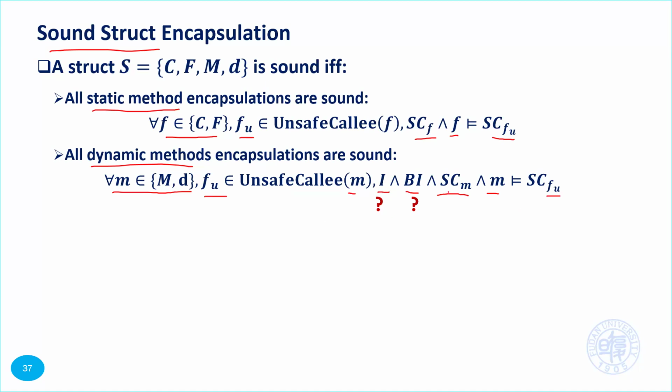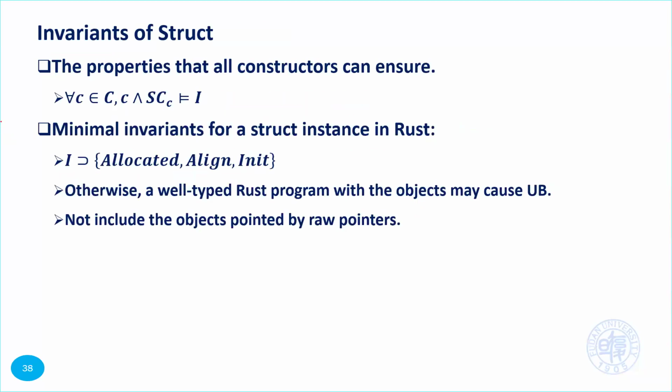So what are the invariant and the breaking invariant? We will illustrate in this slide. The invariant is a property that all constructors can ensure. There are also some minimal invariants according to the safety promise of Rust. If it is a reference or an instance, the minimal invariants are that the object must be aligned related to the type, and the object must be initialized. So there are several minimal invariants that always hold.